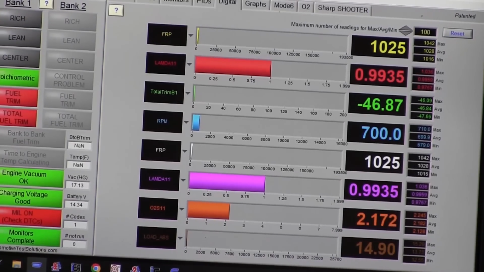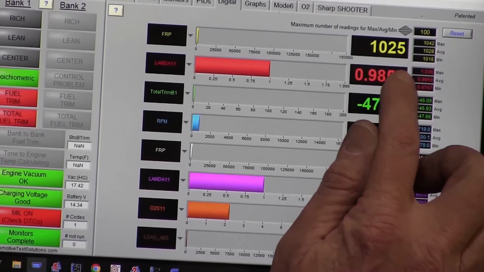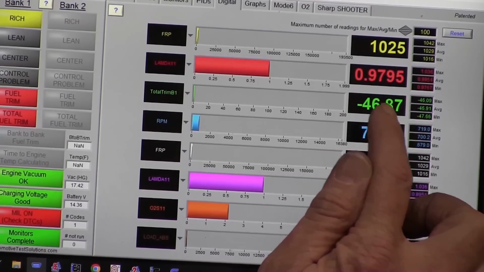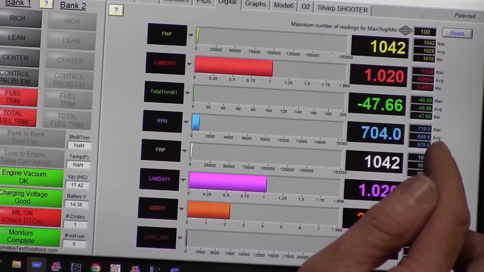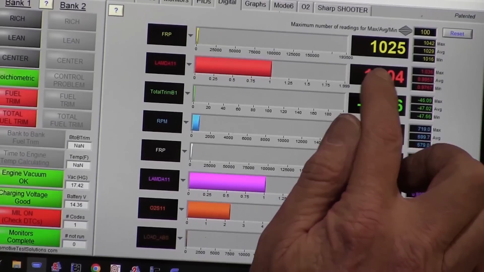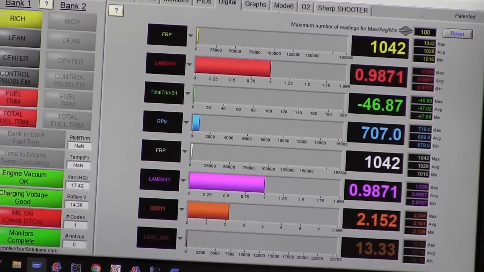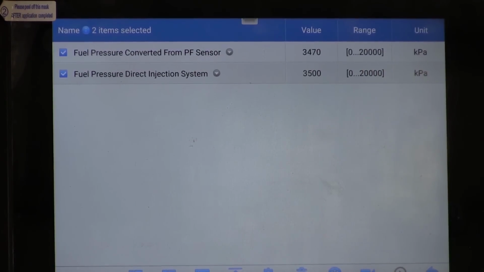That's what I would think this engine should have. This is my lambda, so I've got a lambda of 1, and I'm taking away 46%, now 47%. So the fuel pressure would appear to be good, and the lambda would appear to be good, and the trim is really bad. Okay guys, what I need to know now is what desired and actual fuel pressures are.